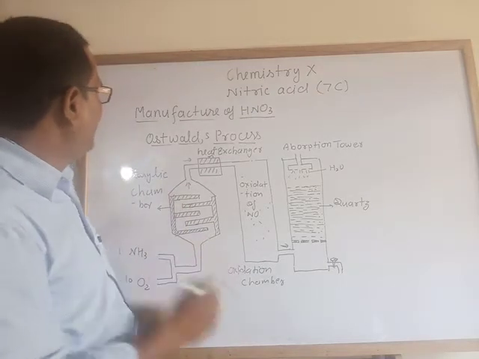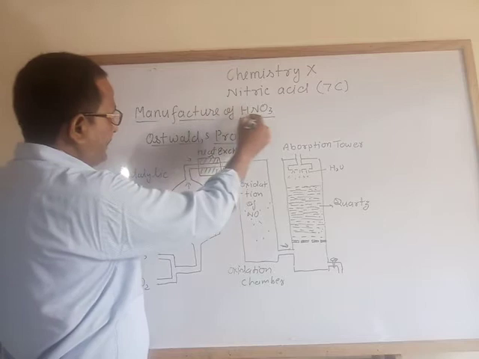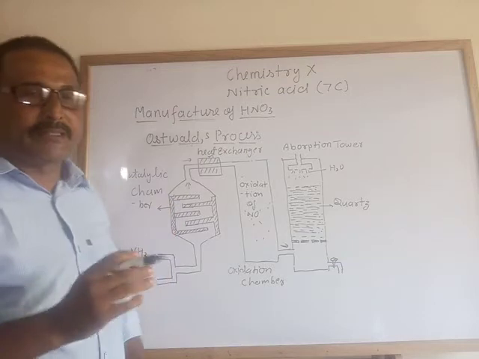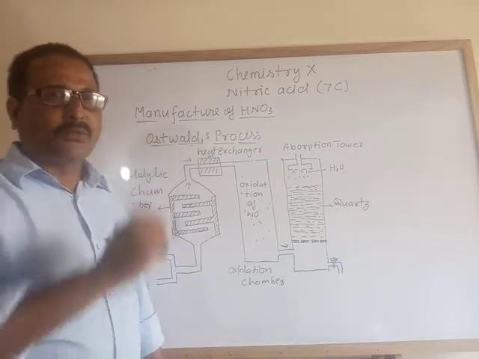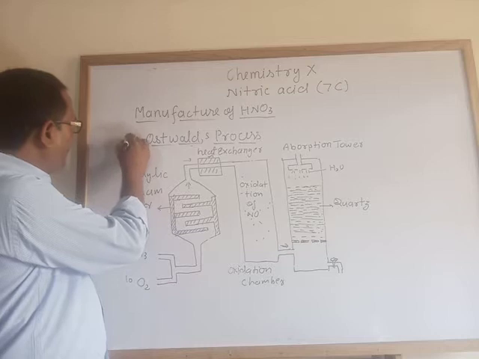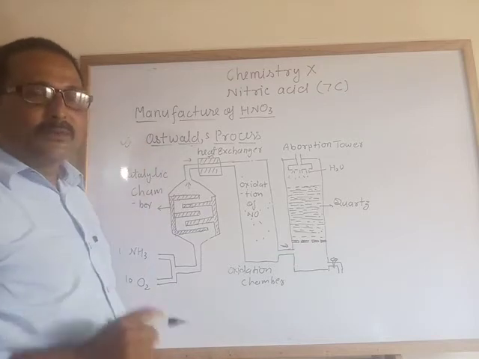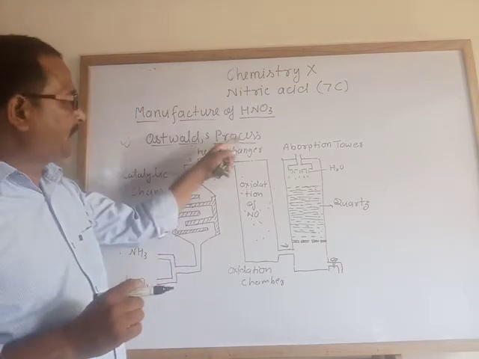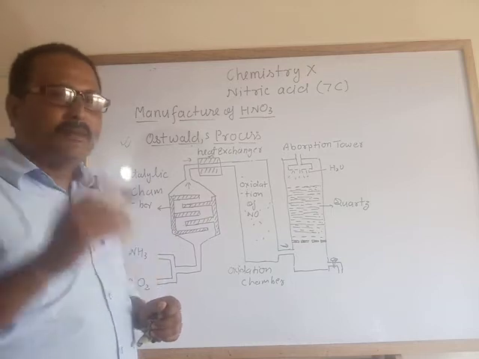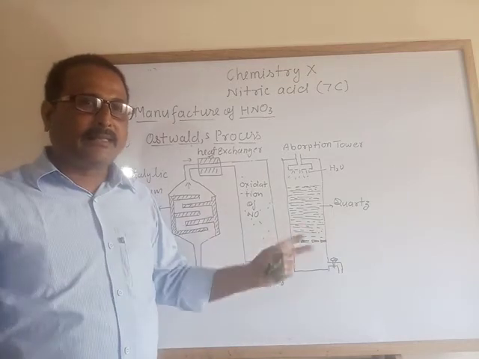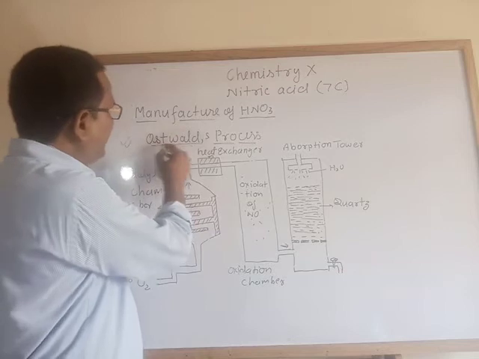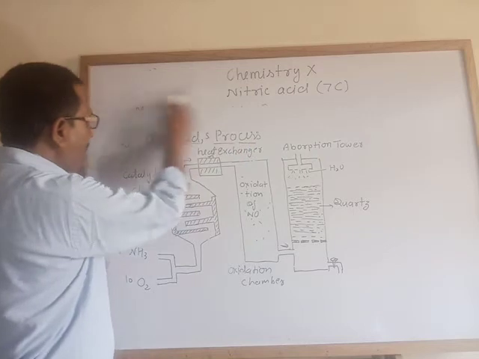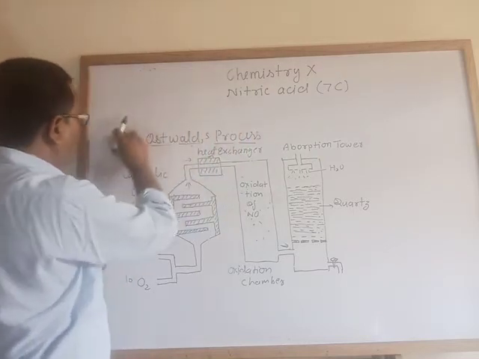Next topic is the manufacture of nitric acid by the Ostwald process. That is the industrial preparation of nitric acid. First question: what is the purpose of the Ostwald process? To prepare nitric acid on a large scale. The purpose of the Ostwald process is the industrial preparation of nitric acid on a large scale. I am going to remove this one. Manufacture of nitric acid by the Ostwald process.